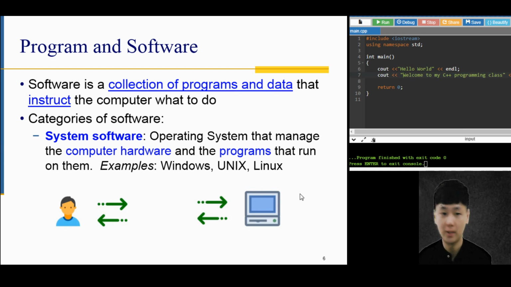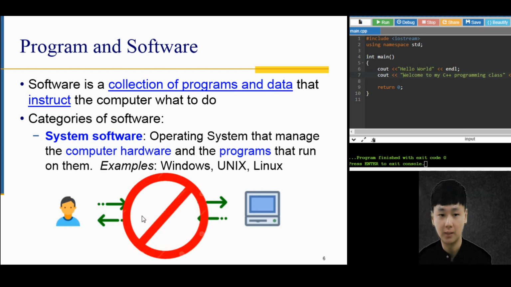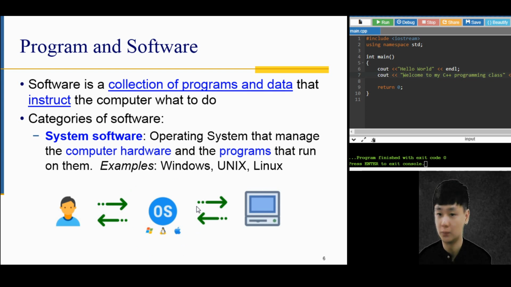Bear in mind, the user cannot directly connect to or give commands to the CPU in machine language. Also, the CPU cannot interact with the user directly. In this case, we need a middleman, the so-called OS, operating system, to communicate and translate all these interactions between the user and the CPU.